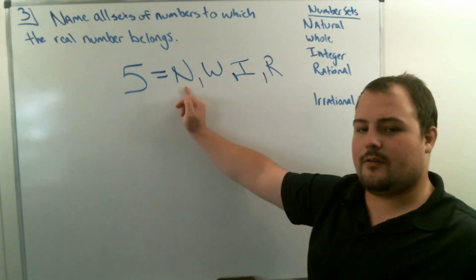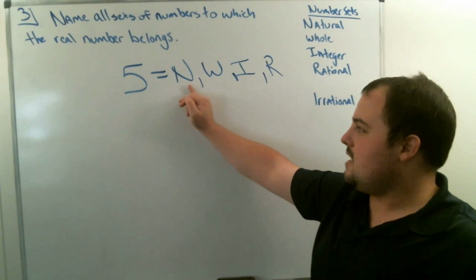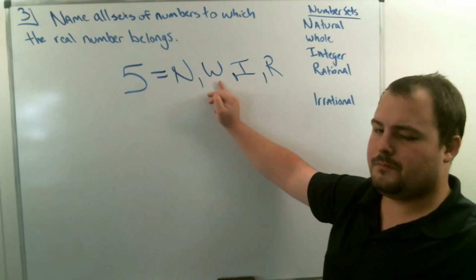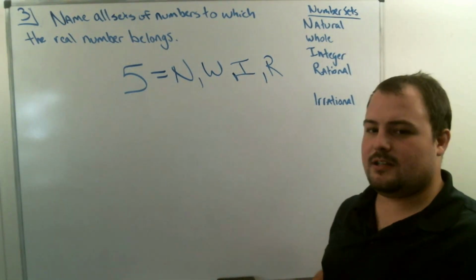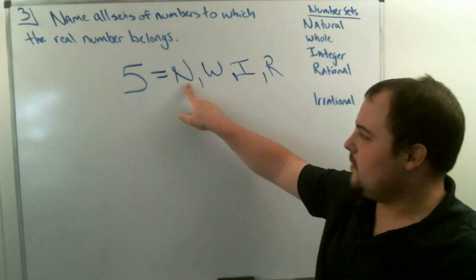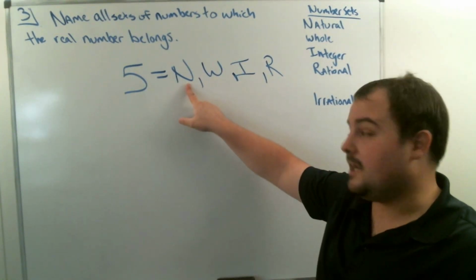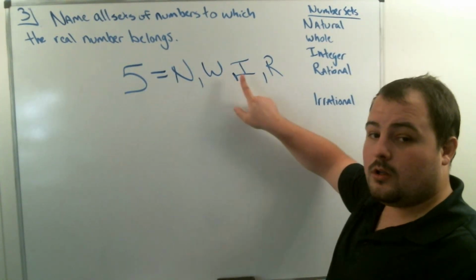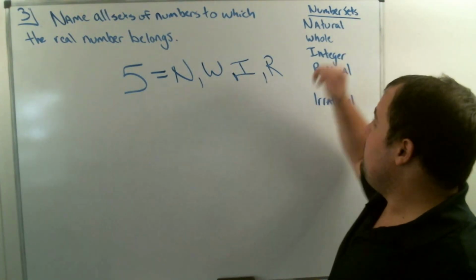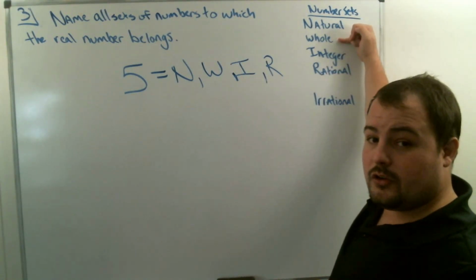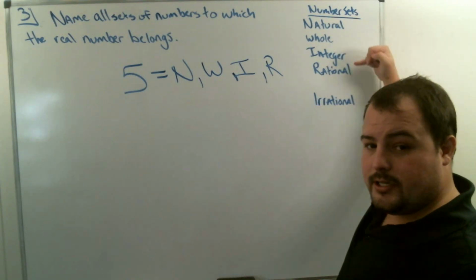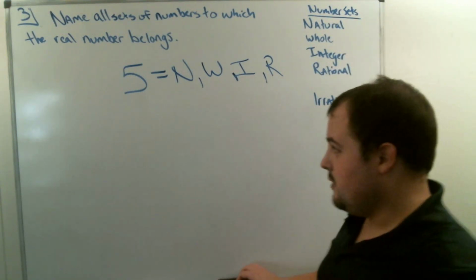Since it's a number I normally count, that's natural. And if it's natural, it automatically has to be whole. And if it's whole, it automatically has to be an integer. So what happens is, if you can classify it as natural right off the beginning, it's no matter what going to be whole, integer, and rational. If you can classify it as whole, and that's the only thing you can classify it as, then it's also integer and rational. Let's see what we can do.